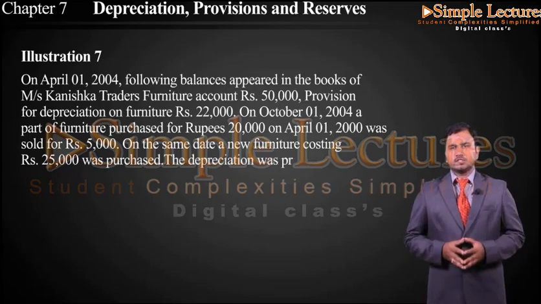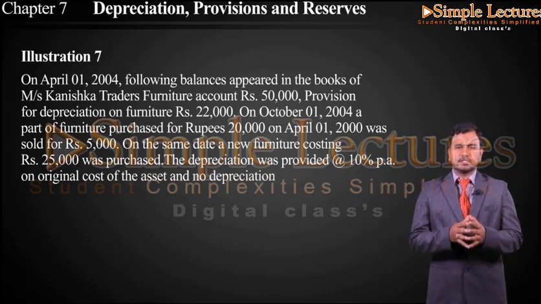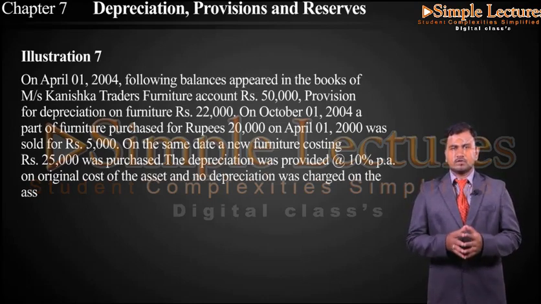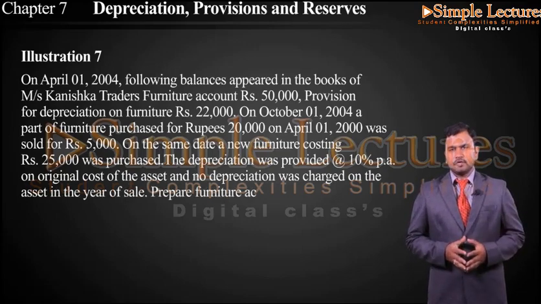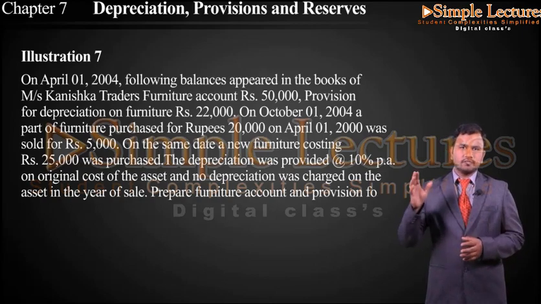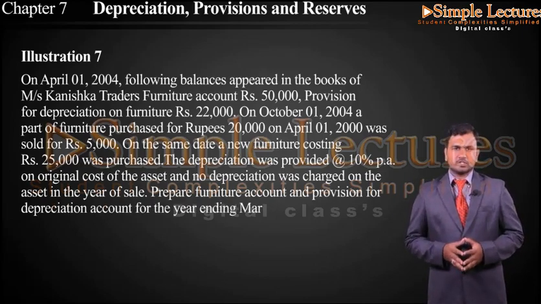The depreciation was provided at 10% per annum on the original cost method of the asset, and no depreciation was charged on the asset in the year of sale. Prepare the furniture account and provision for depreciation account for the year ending March 31st, 2005.